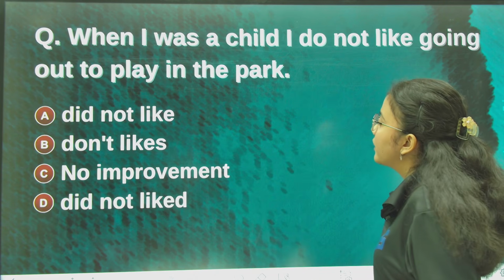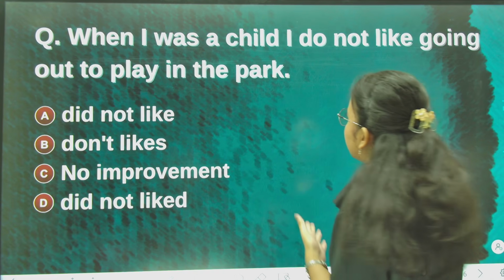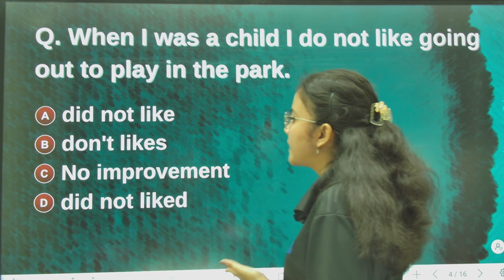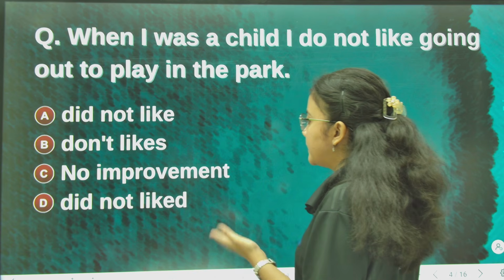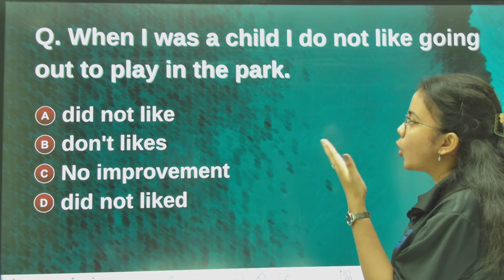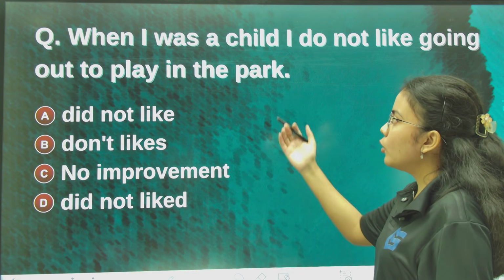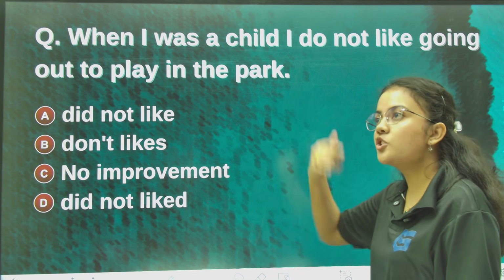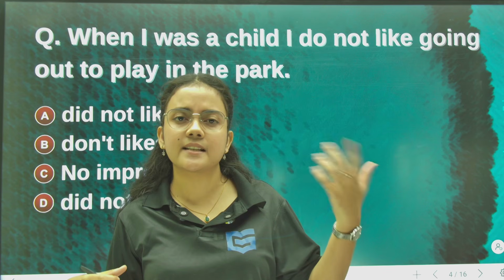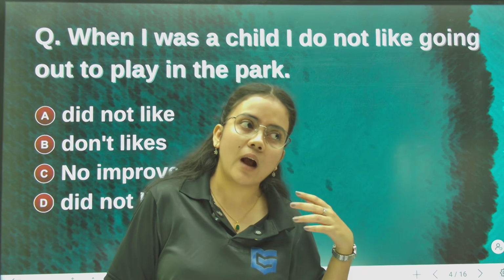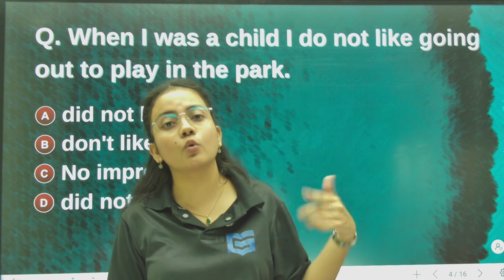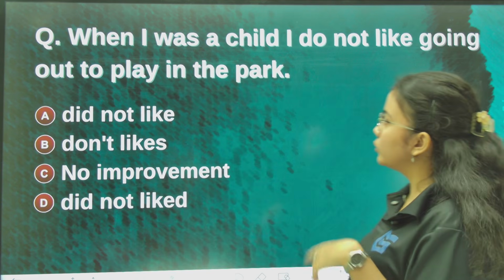The next question. When I was a child, I do not like going out to play in the park. Options A, did not like, B, don't like, C, no improvement, and D, did not like. Now, the context of this statement is already past tense. It is already a past event. When I was a child, the person is kind of recollecting the memories of the past. When I was a child, I did not go out to play.